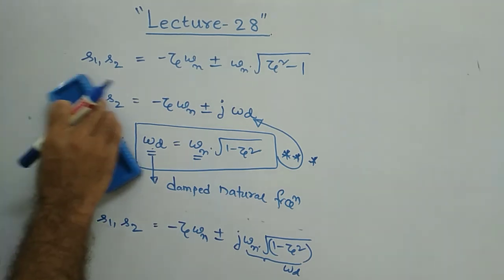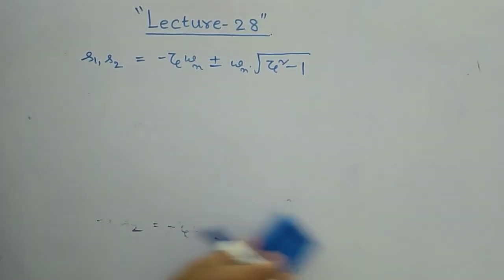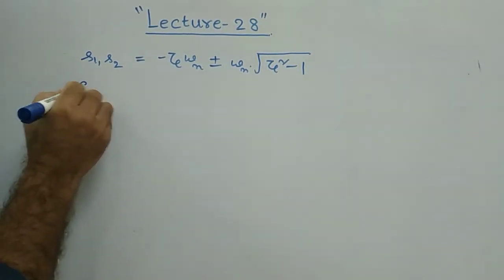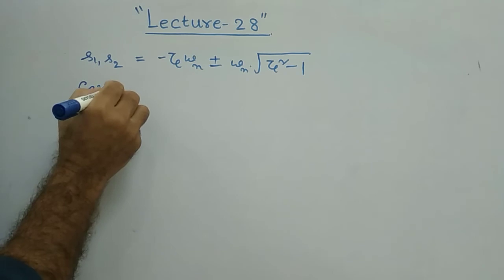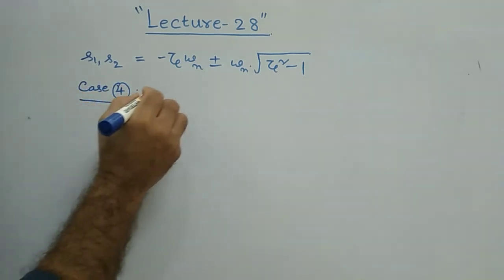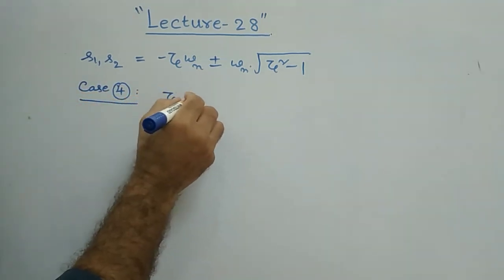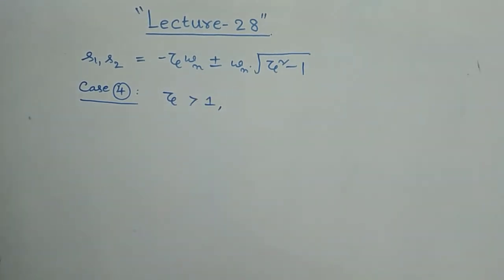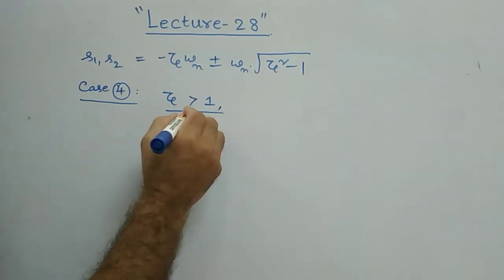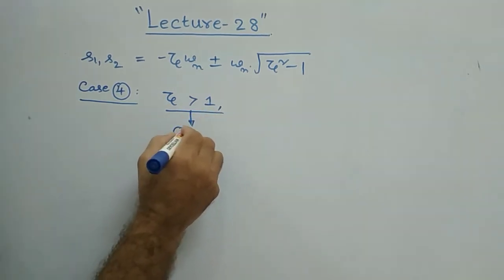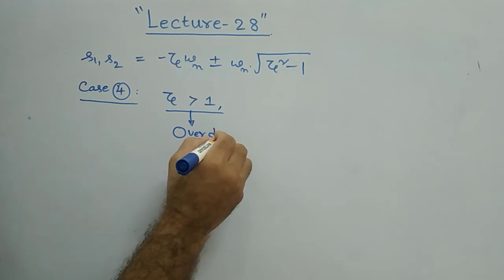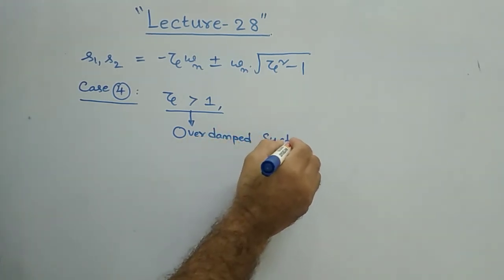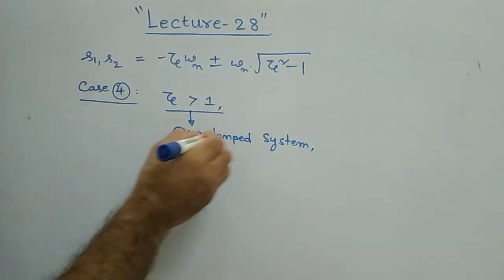Now the fourth category, case 4. What is case 4? Obviously, zeta is greater than or equal to 1. If zeta is greater than 1, what is this system called? Overdamped system. So for zeta greater than 1, what can we say?